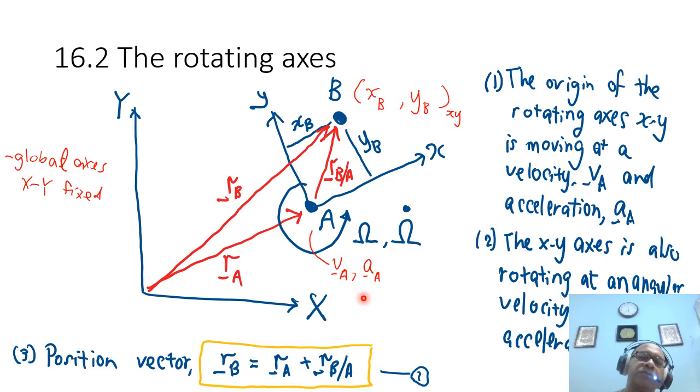We have done this many times before. In the relative motion analysis, we have used the same nomenclature. So I think this is quite clear where the position vector equation comes from: position vector B equals position vector A plus position vector B relative to A. So this is our equation 1.